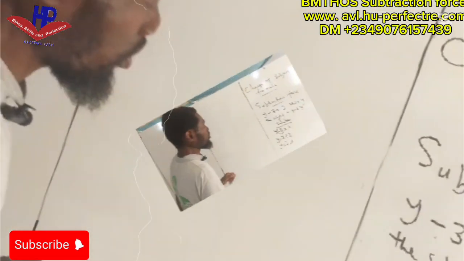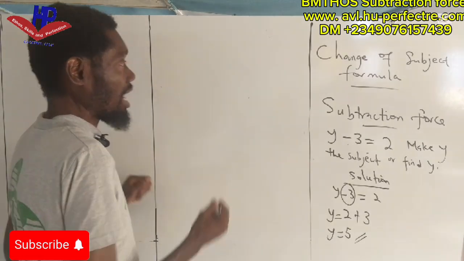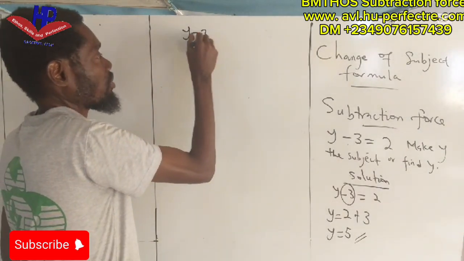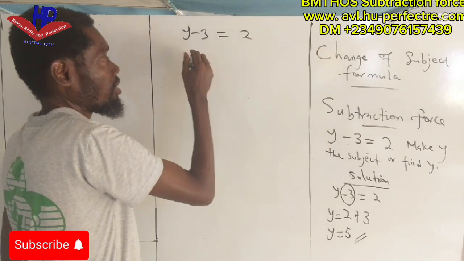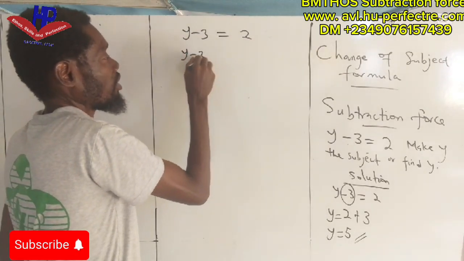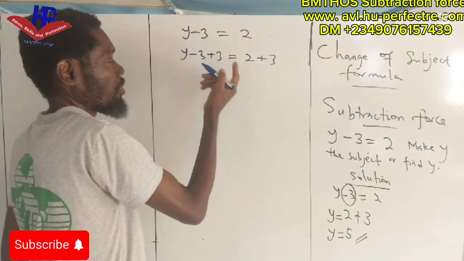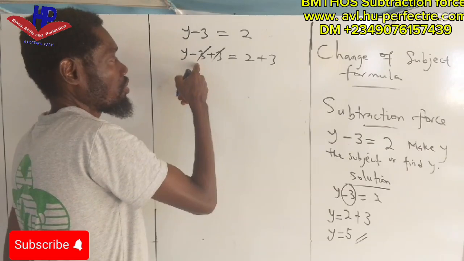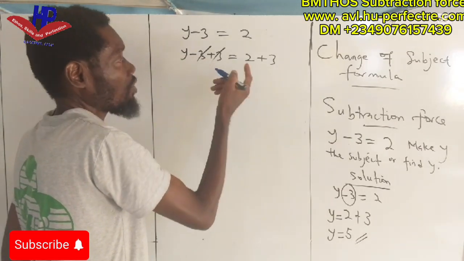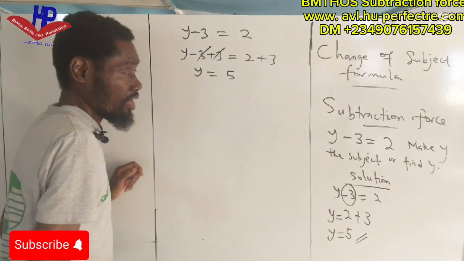Some other person may want to use the method of add 3 to both sides. So when you have y minus 3 is equal to 2, the person will tell you to add 3 to both sides. We have y minus 3 plus 3 is equal to 2 plus 3. Minus 3 plus 3, you've been taught this simple aspect of integers, becomes 0. You're owing 3 and you have 3. When you pay the 3, you have nothing with you. So we have y is equal to 5. It's the same answer.